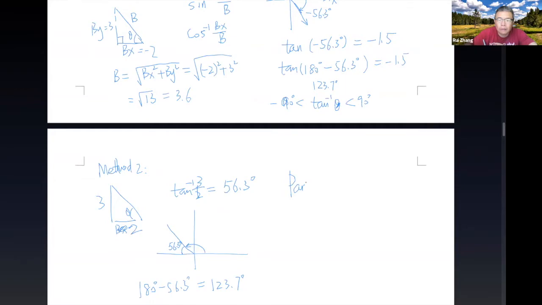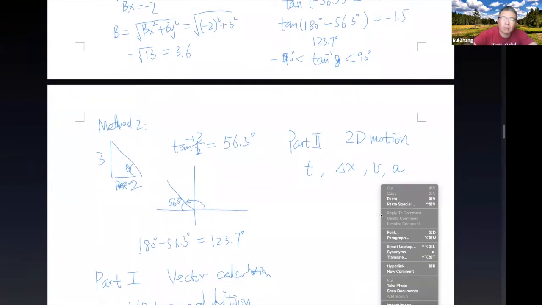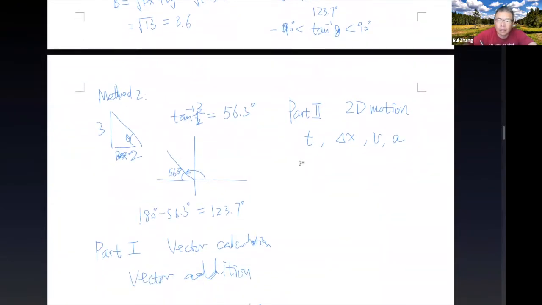Part 2. In part 2, we're going to start to apply what we just learned about vectors to two-dimensional motion. And as we learned in the last chapter, we have time, displacement, velocity, and acceleration as our quantities to describe kinematics, to describe motion. It turns out that in 2D motion, all of these are still useful quantities. And that's why we learned them in the first place for 1D.